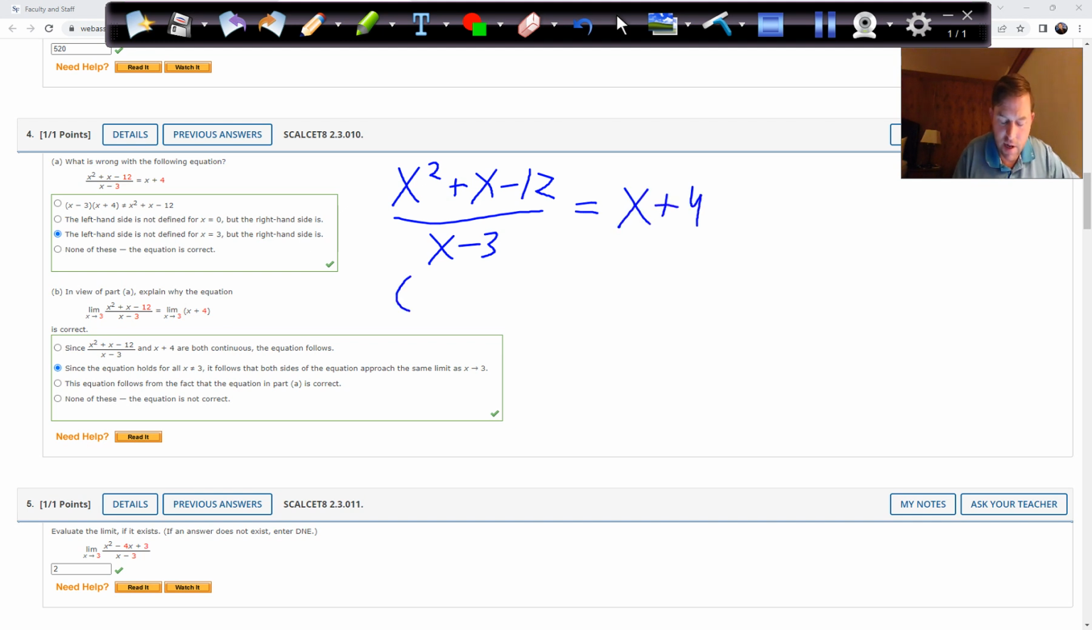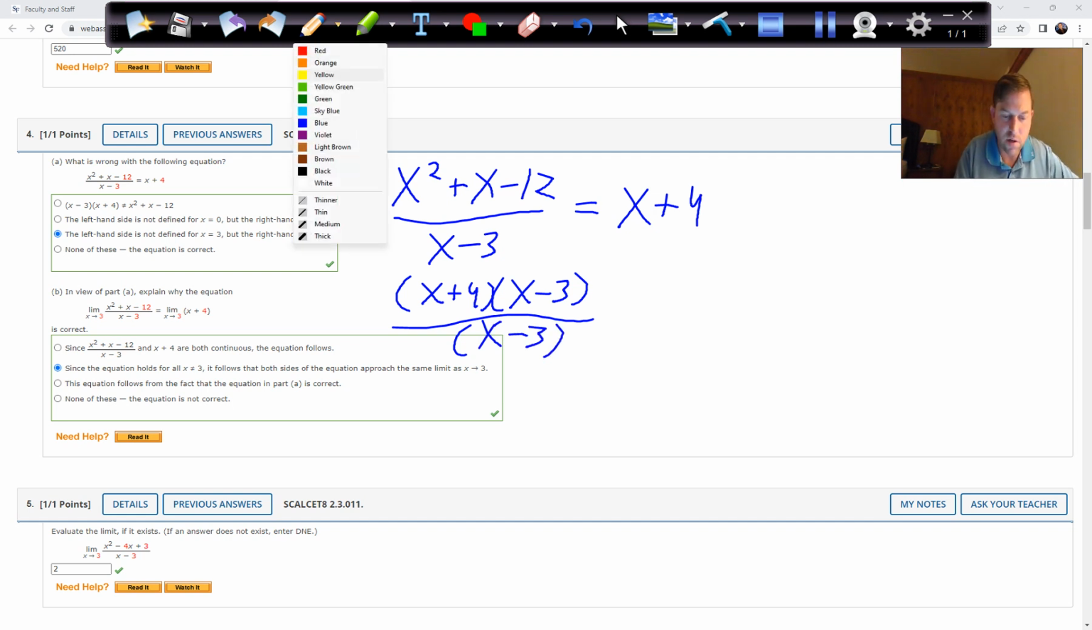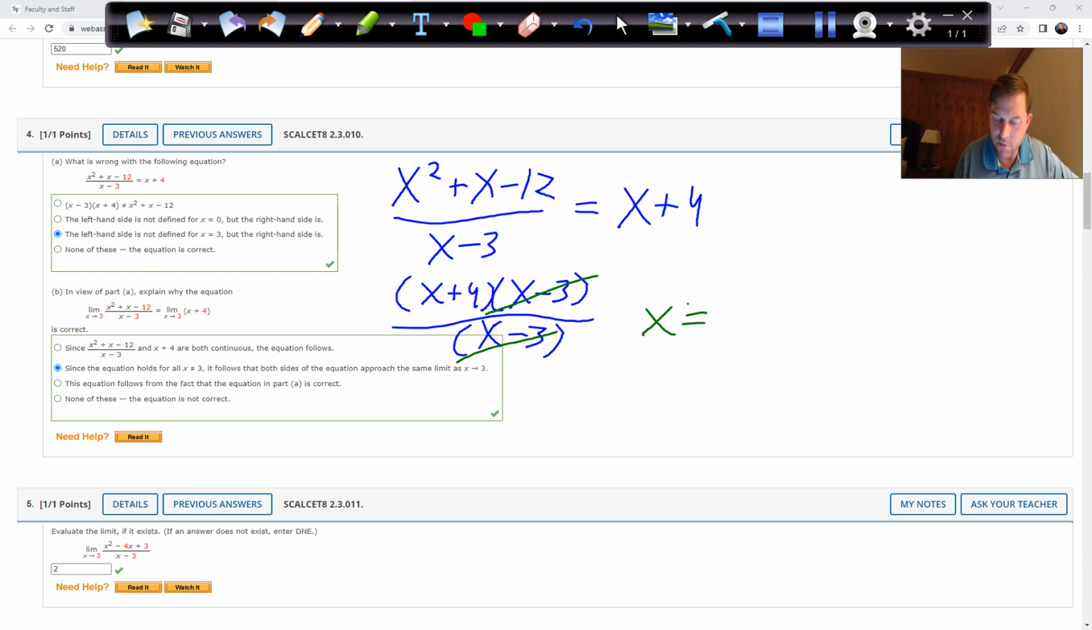You can factor x squared plus x minus 12 as (x plus 4)(x minus 3). In the bottom, I'll add parentheses just so it's easier to see, is x minus 3. So you can cross these off, but before you do that, you have to record x should not equal 3. X can't equal positive 3 because if it did, the denominator would become 3 minus 3, which is 0, and you'd have a divide by 0 error.